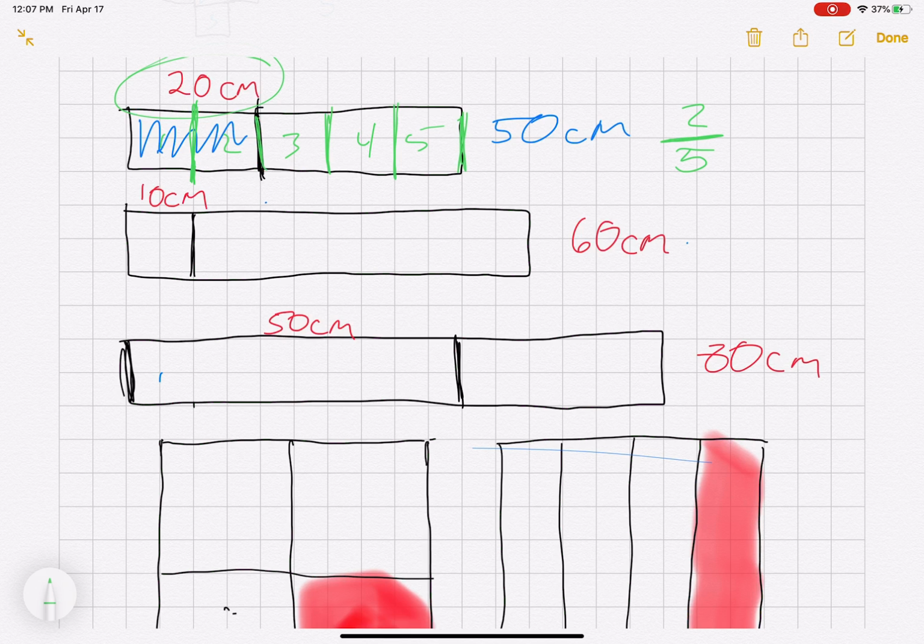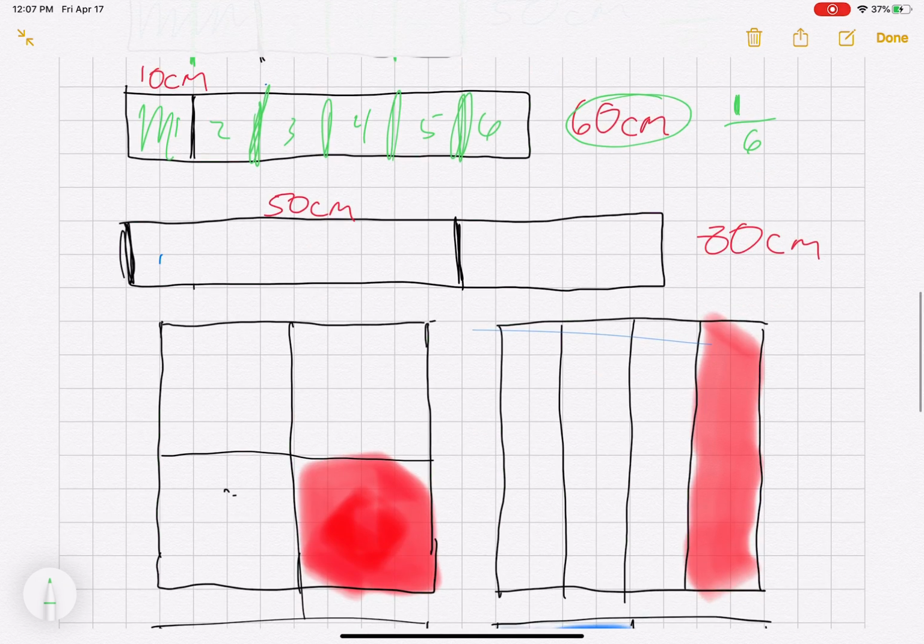Okay, so now I have 10 centimeters and I have a 60 centimeter strip. So I'm going to divide this into equal parts. I'd be using a ruler, and so I have 1, 2, 3, 4, 5, 6 equal parts. So the denominator would be 6, and the numerator is 1 shaded part.